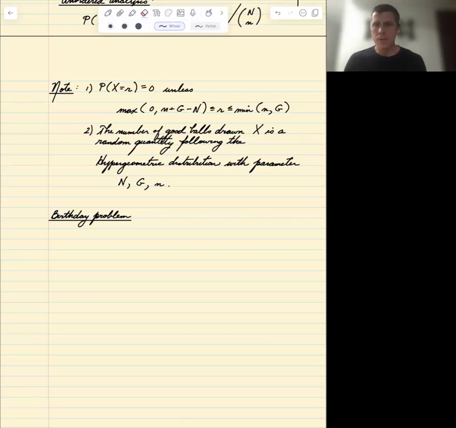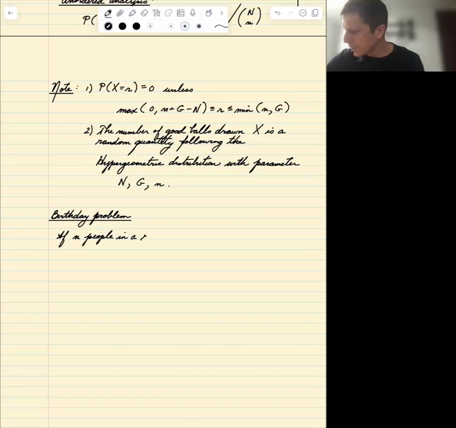Okay. So here's the problem. Suppose we have little n people in a room. Sometimes it's called the birthday paradox, but it's not a paradox. What is the chance that no two people have the same birthday?